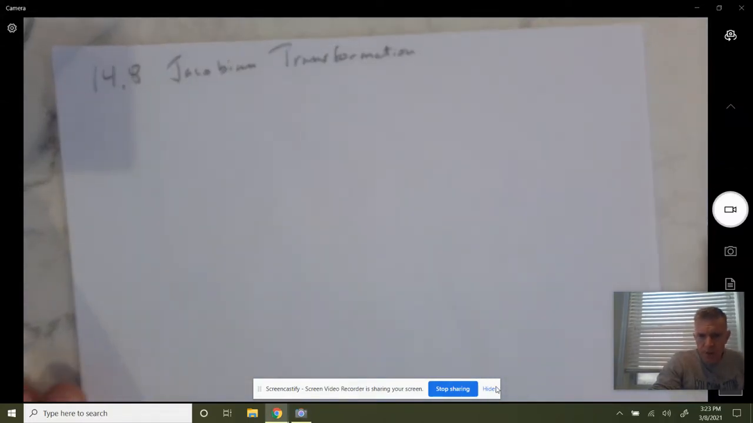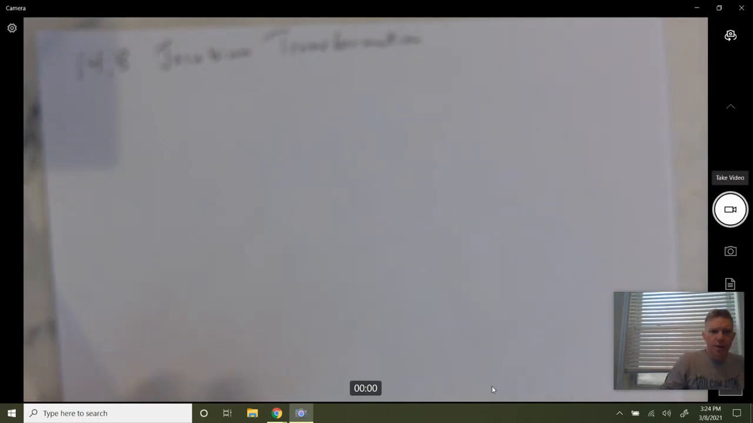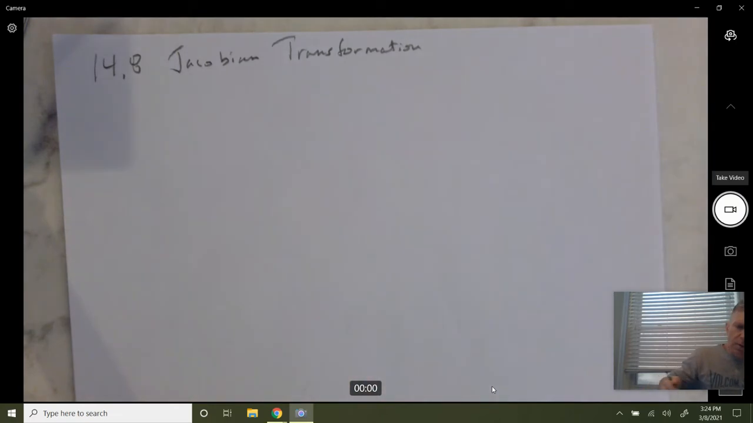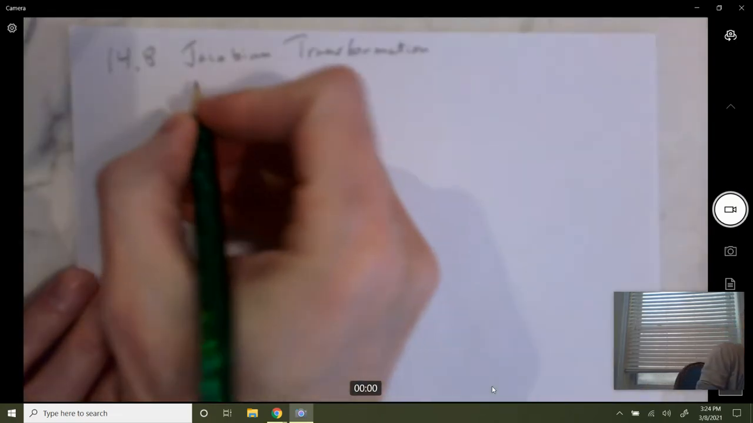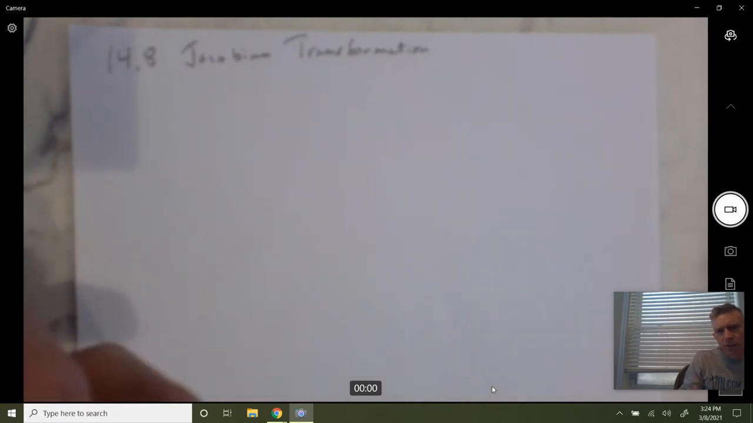All right, good morning. So today we're going to talk about 14.8, the Jacobian Transformation. Let me zoom in on that a little bit. Okay, so basically what we're saying is a lot of times the region that we want to integrate over is not real conducive. It's not real easy to integrate.